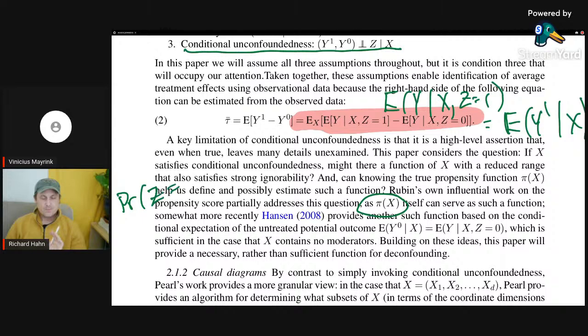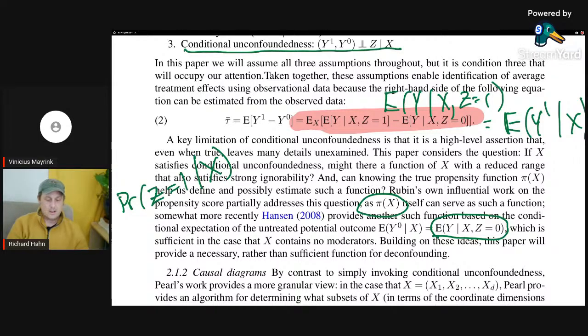Turns out that that's enough. So you don't need all of X. The propensity score is enough. There was a later paper in 2008 that says that if there's actually no treatment effect heterogeneity, then another dimension reduction that works is the conditional expectation of the control group. If you knew that function, that would also be a sufficient control.